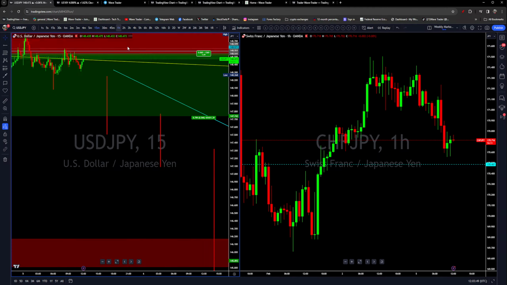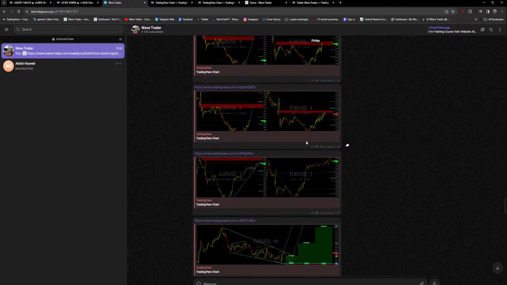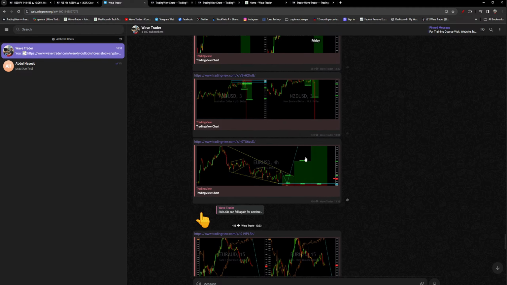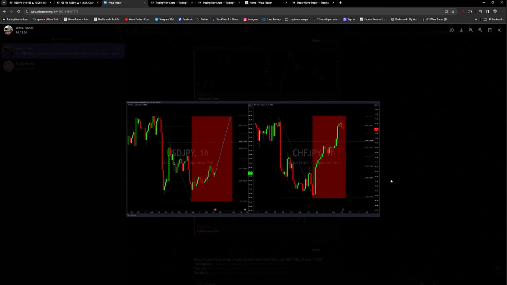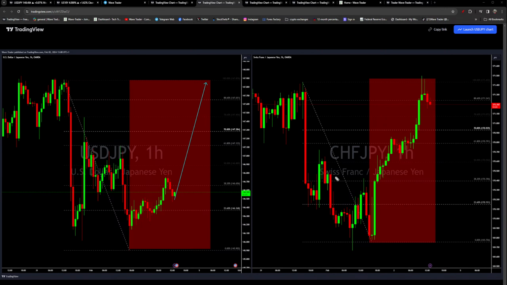So let me tell you in a different way. Look at this chart. How do I know that this is going to happen? How do we know that this is going to happen on dollar yen? We got a lead that the chief went. So why did that happen? Why did chief start to rise against the yen before the non-farm payroll?